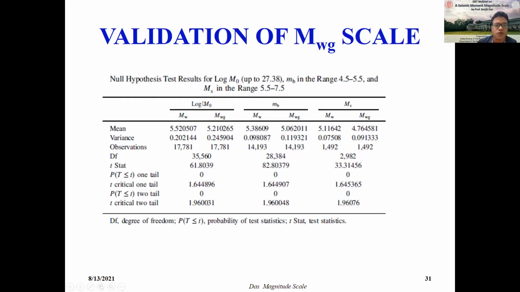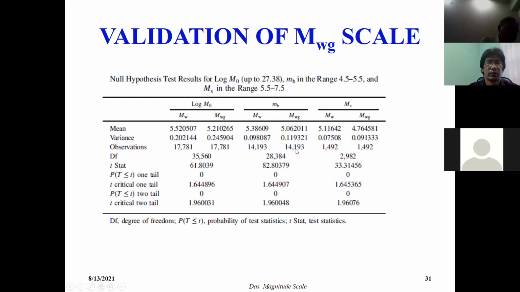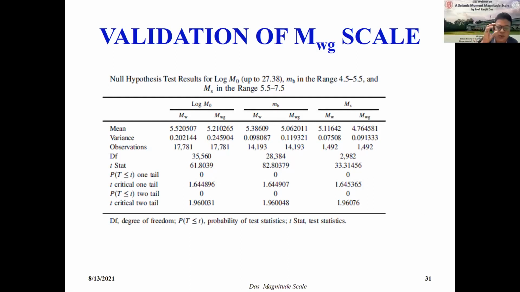We calculated the MWG from the moment, and also the MW from the moment, and see whether there is a difference between these two or not, from the mean and variances. Then we reject the null hypothesis that this is the same. So in this way it is statistically valid. This MWG scale varies significantly from the MW scale, mainly in the lower and intermediate magnitude range.